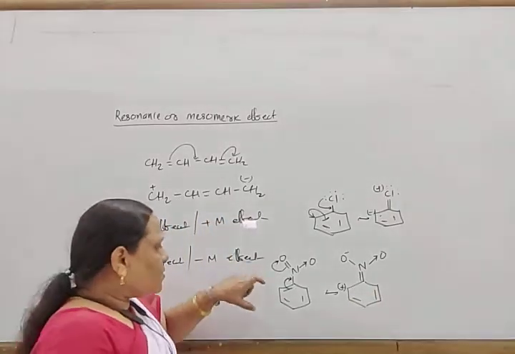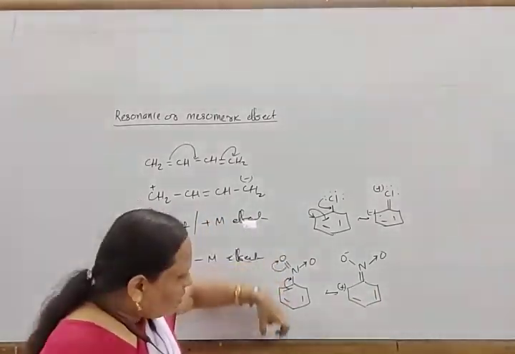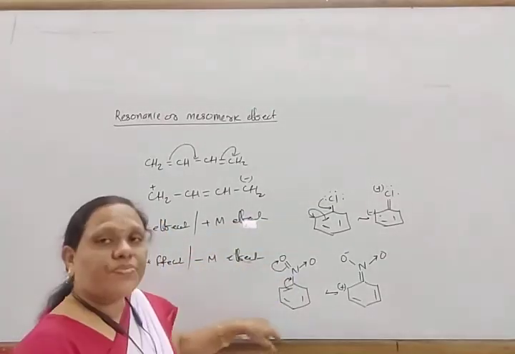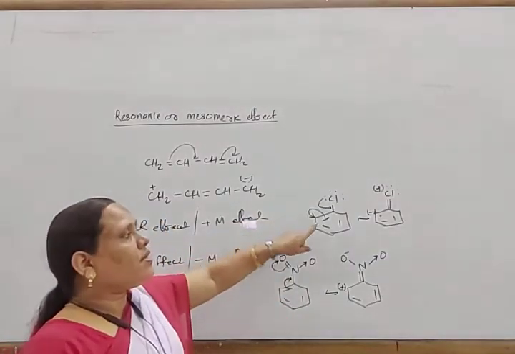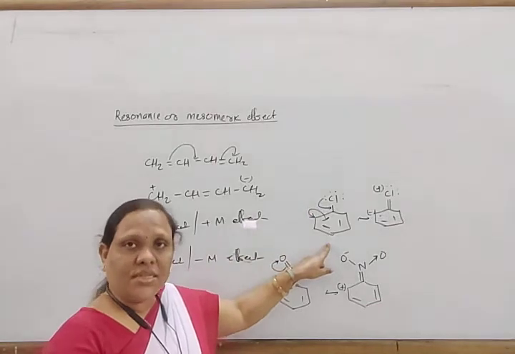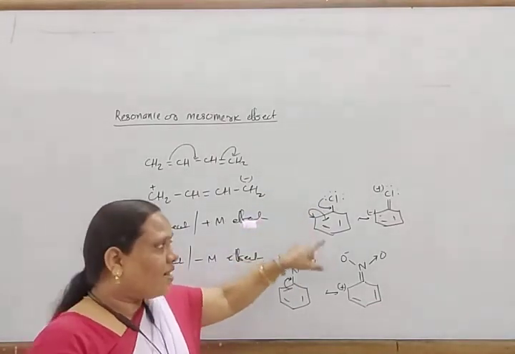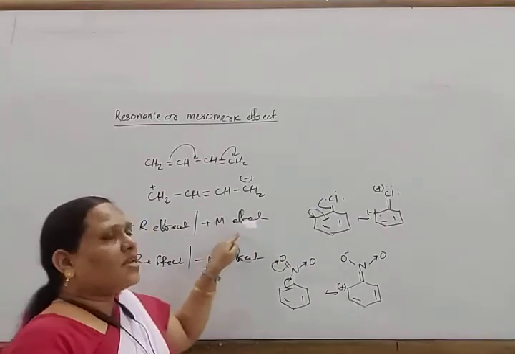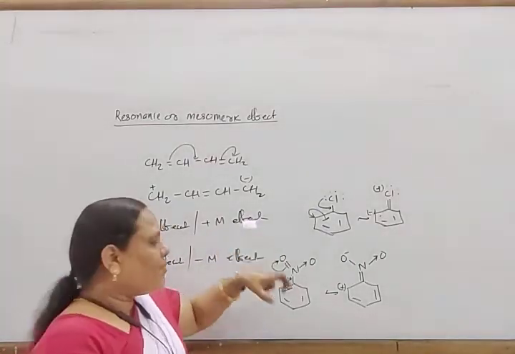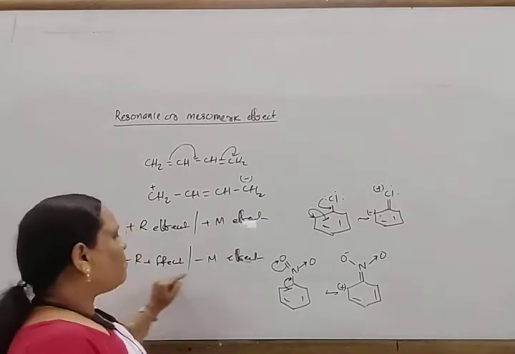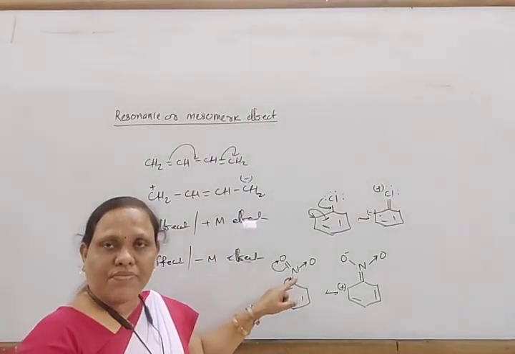So now, this nitro group withdraws electron. It takes electron from the conjugated system. Here, it gives electron towards this conjugated system. So any group which gives electron towards this conjugated system, that added electron is known as the plus R effect or plus M effect, and which withdraws electron shows the minus R effect or minus M effect.